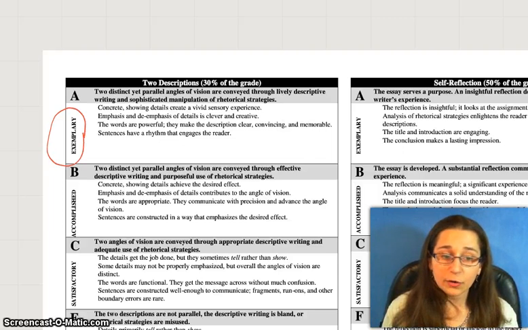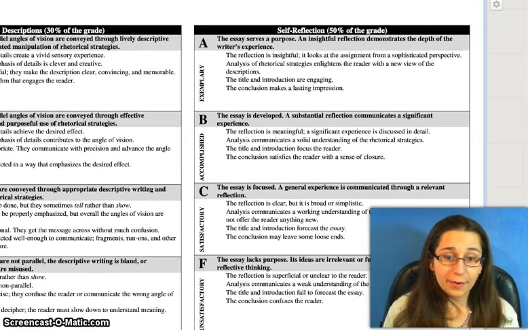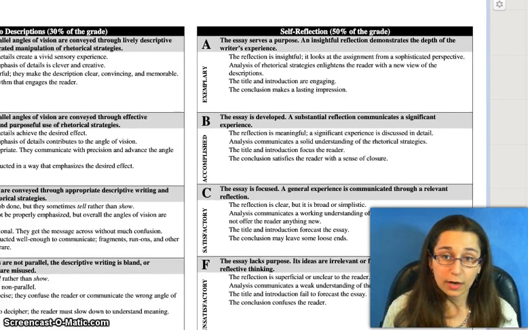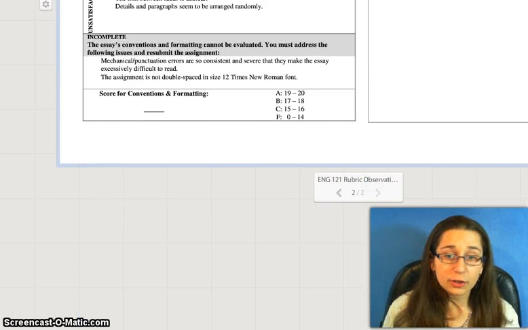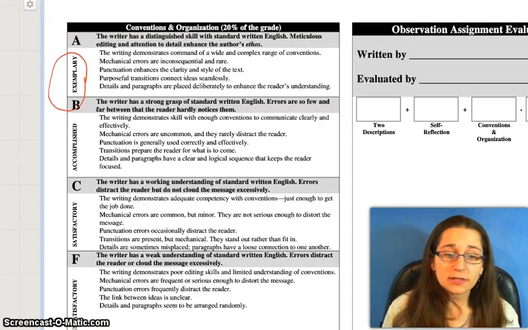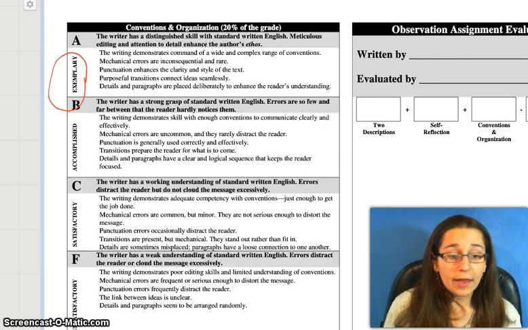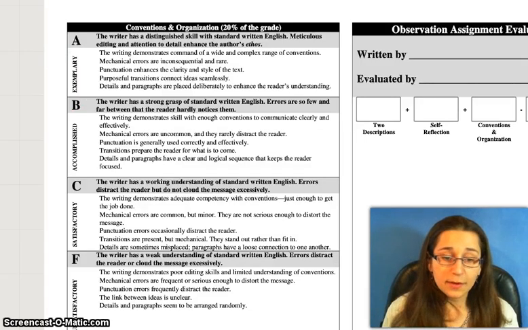Again, there's all the details. Right now we're just focusing on the two descriptions, but there are similarly details about the self-reflection. And you'll notice that the self-reflection is a larger portion of the grade for the paper as well. As you continue with the rubric, it's actually a 2-page rubric, and you'll see some details about the writing conventions as well, what exactly we're looking for. This will be where you'll use your Little Brown Handbook in order to bring a lot of the pieces together.